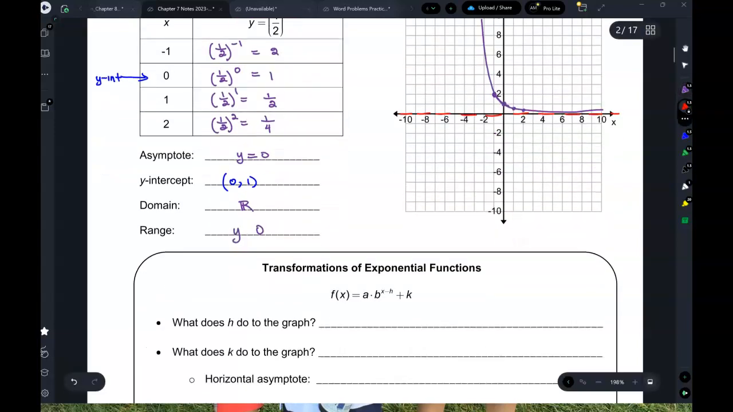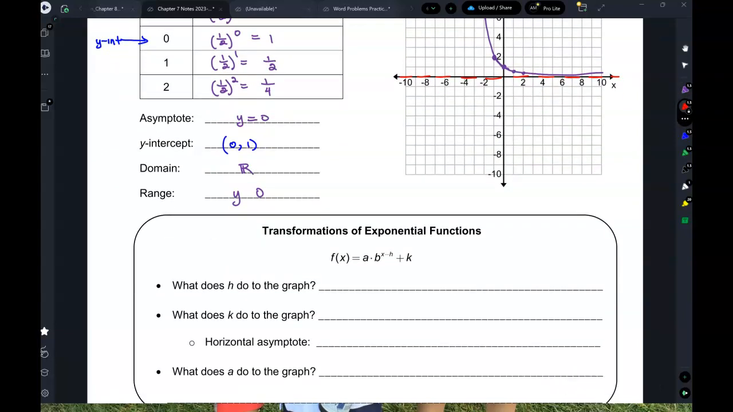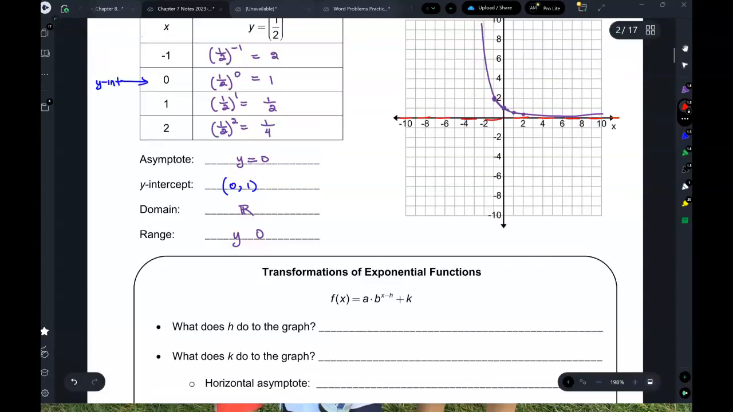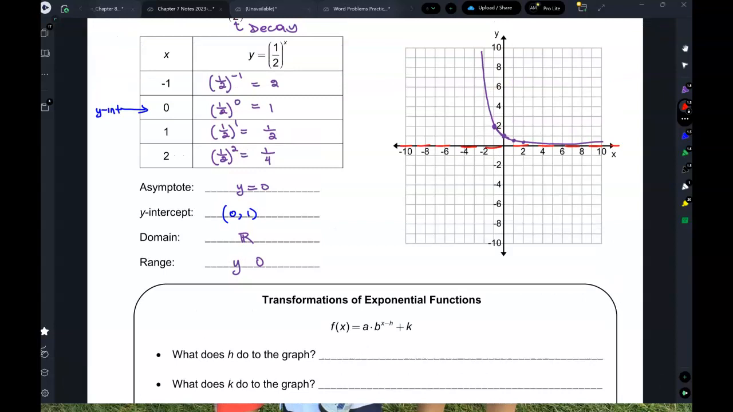Range is y greater than or less than 0? Who says greater? Less. Okay, why less? Because it's going down. But is it, okay, it's above the asymptote. Because it's above the asymptote, it's greater than 0. Yes, right? Because all of the y values are bigger than 0.